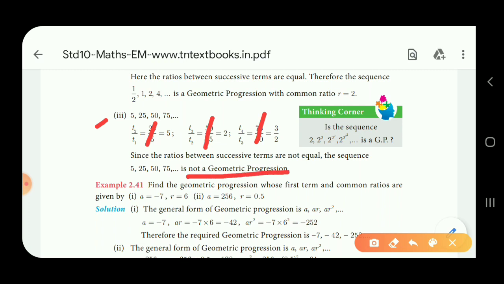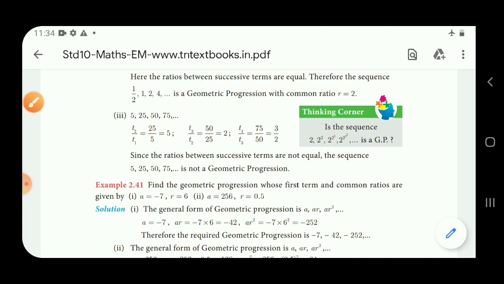Equal common ratios means it is a geometric progression; not equal means it is not a geometric progression. So in the thinking corner you can think, and if any doubt you can ask. Next, you can see an example.